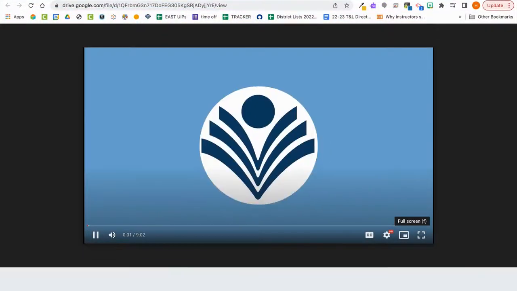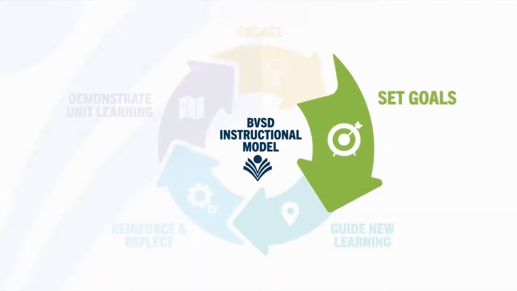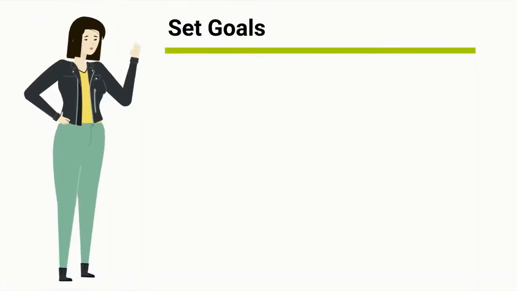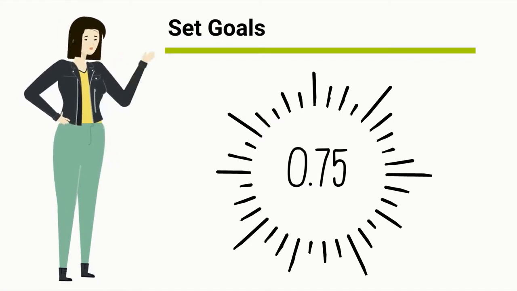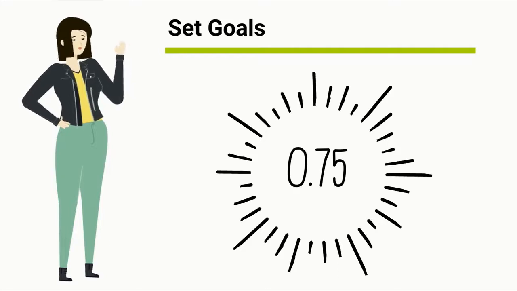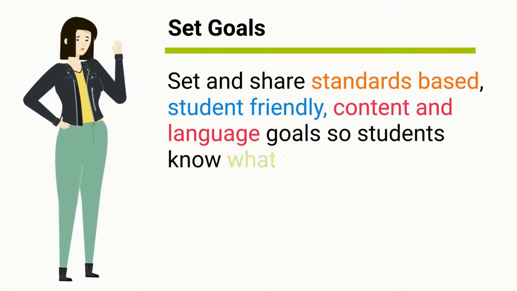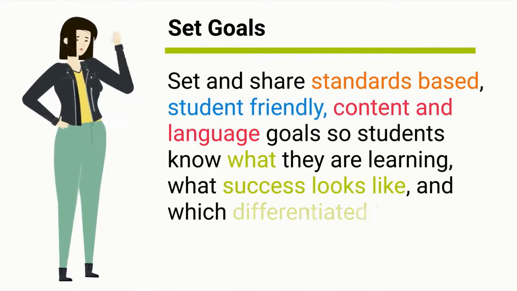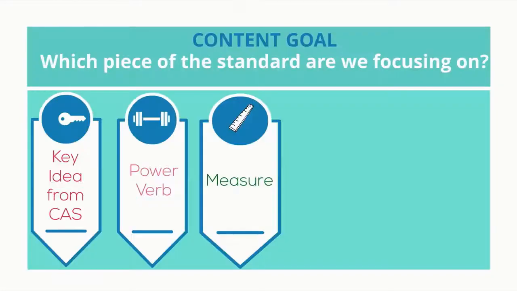This video gives an 8-minute overview of the set goals phase of the BVSD instructional model. Having a clearly identified goal has a 0.75 effect size on learning. That's really high. Most teachers already set learning goals in one way or another. Now, with the BVSD instructional model, we have a common definition, so we can go from good to great, with goal setting as a cohesive system.